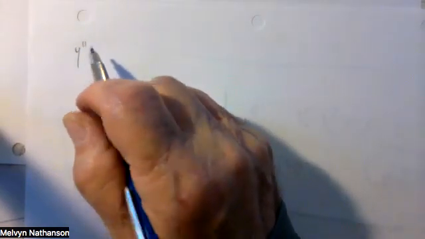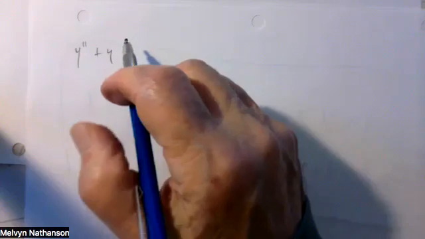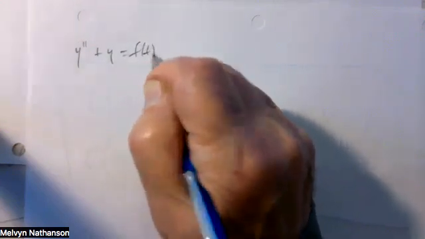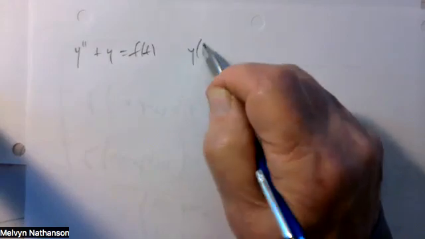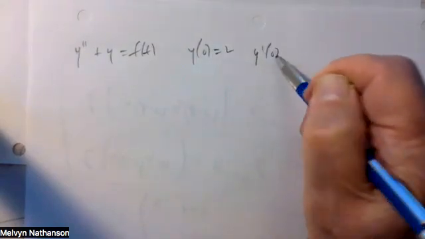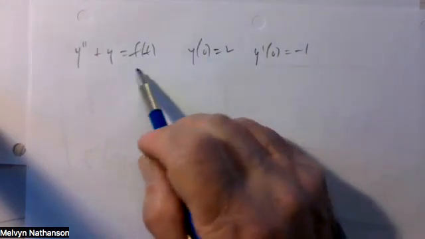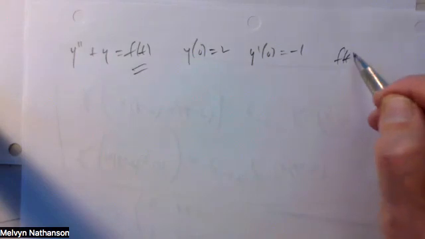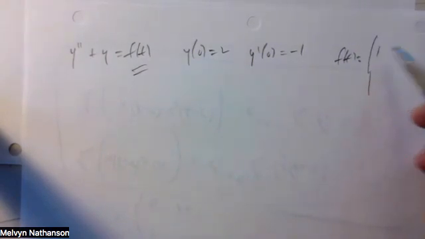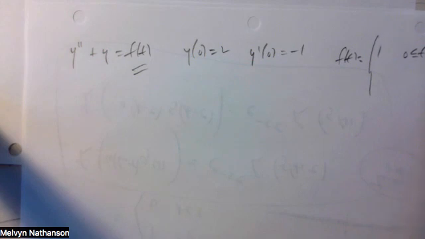We have the differential equation y double prime plus y equals f of t. And we have an initial condition that y of 0 is 2 and y prime of 0 is minus 1. And f of t, this forcing function, is equal to 1 for t between 0 and less than pi over 2. And at pi over 2, it jumps to minus 1, t greater than or equal to pi over 2.